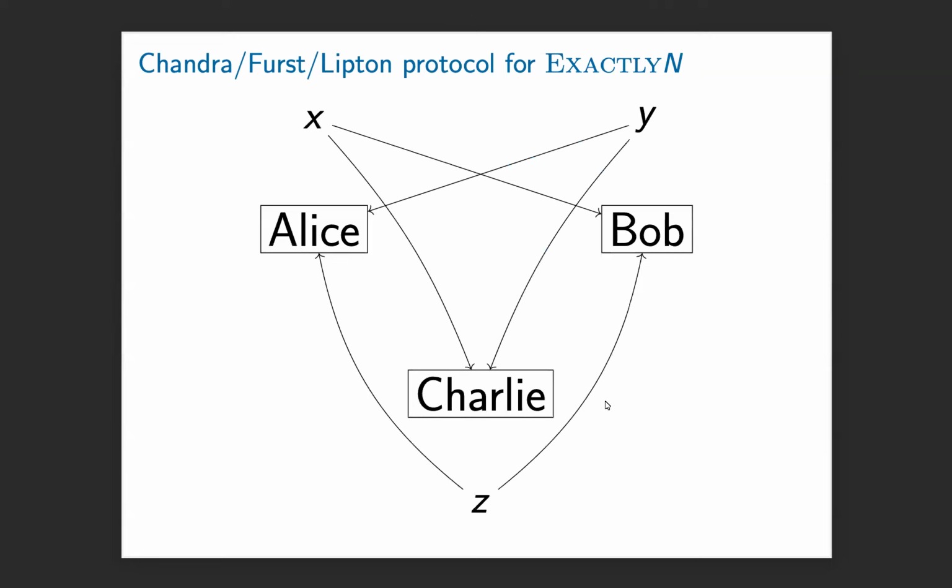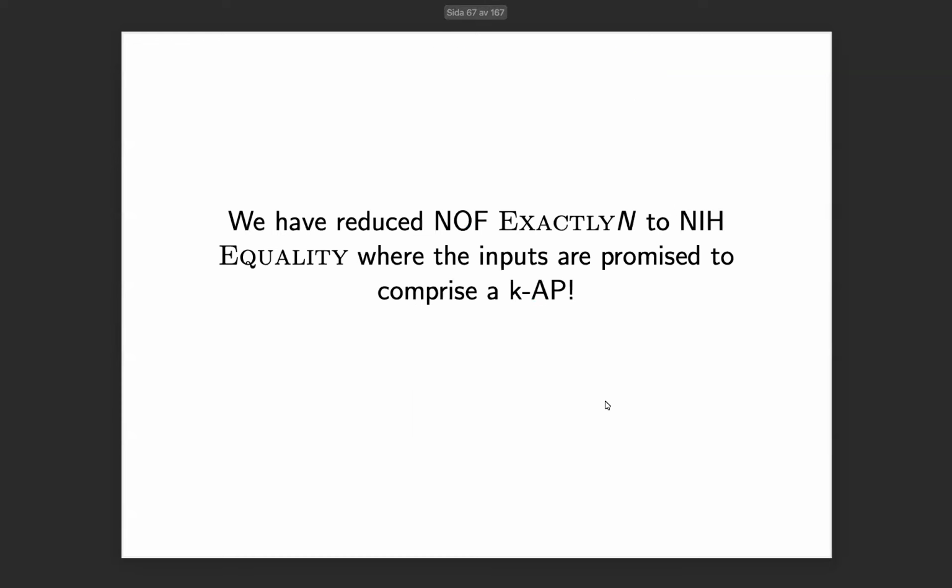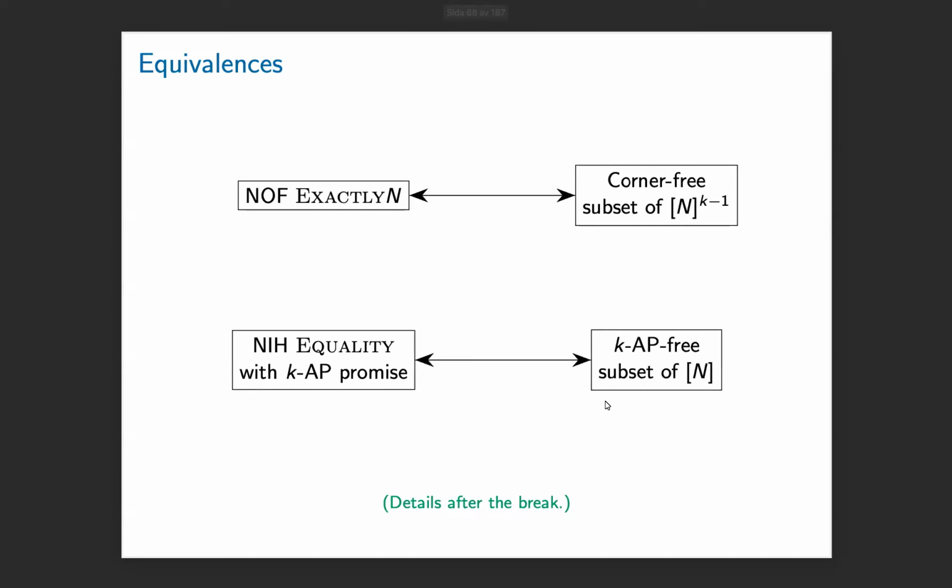Okay, so what we've done here is we've started with this number on forehead problem for exactly n, and we've reduced it to this number in hand problem where we want to know, are the values equal given the promise that they're a k-term arithmetic progression? Okay. We're going to exploit some equivalences here. If you'd like to see the proofs of these equivalences, stick around after the break.